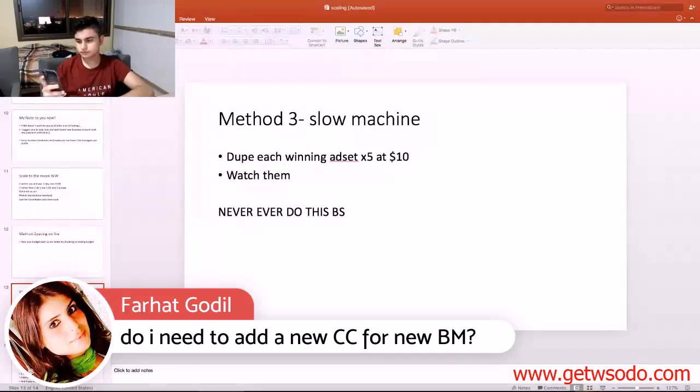Never ever do this. Never duplicate a lot of times at lower budgets. And a lot of gurus are teaching this. This method will screw your scoring definitely. Don't do this.